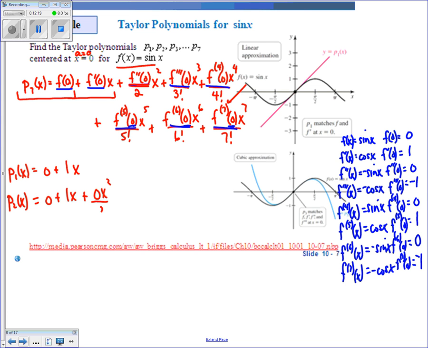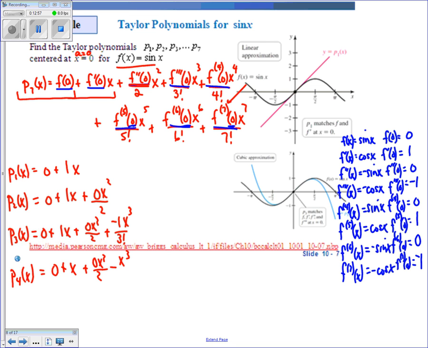And I'm going to go ahead and just put the 2 there to emphasize that it's in the formula. P3 of x will be these three terms plus the next one, the third derivative at 0, which is negative 1, x cubed over 3 factorial. And now the next one, P sub 4 of x, will be 0 plus x plus 0 x squared over 2 minus x cubed over 3 factorial.